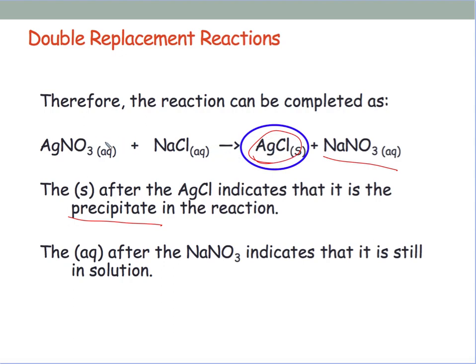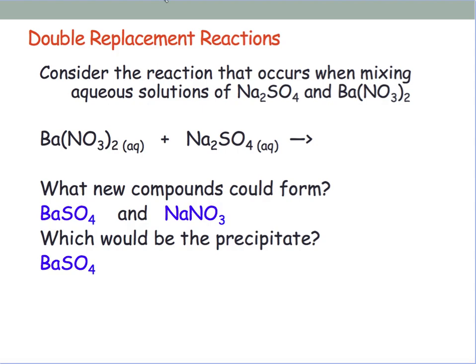So I would like you to be able to include your states of matter here. Double replacement reactions are always aqueous on the reactant side. Your goal is to find out, is there a solid on the product side, yes or no? If there's not, you don't have a precipitate, nothing to worry about. If there is, that's when we get that precipitate. We need to figure out which one it is. Okay? Thank you very much for joining me today.